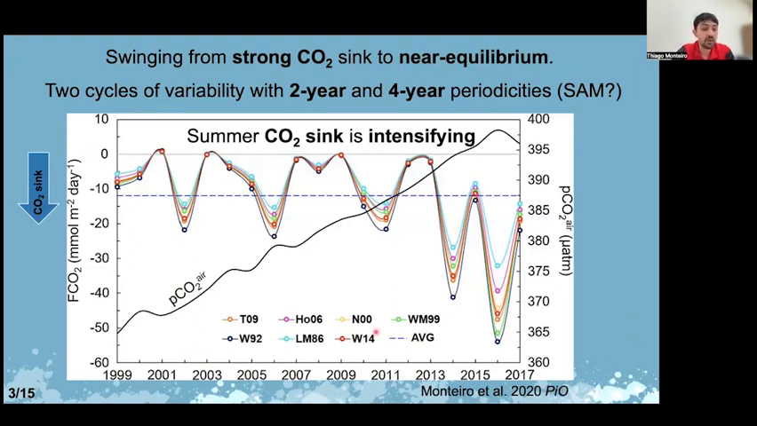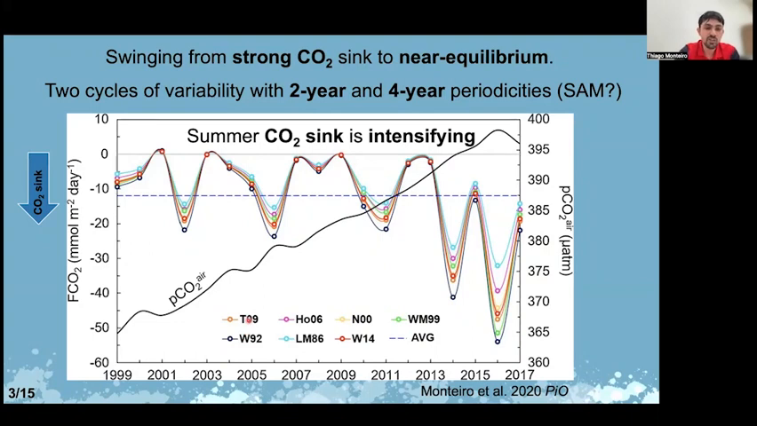So in this figure here, we have the interannual time series of the CO2 fluxes from 1999 to 2017. In the y-axis, we have the CO2 fluxes in millimole per square meter per day. And just to remind everyone here, the negative values indicate the CO2 sink. That means that the sea surface ocean is taking up CO2 from the atmosphere.